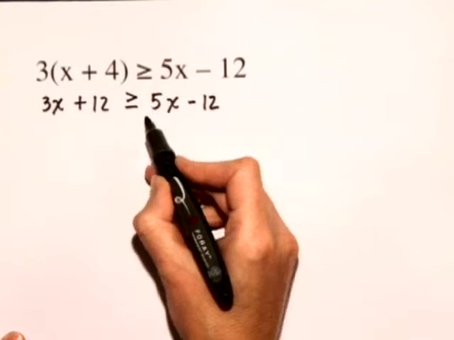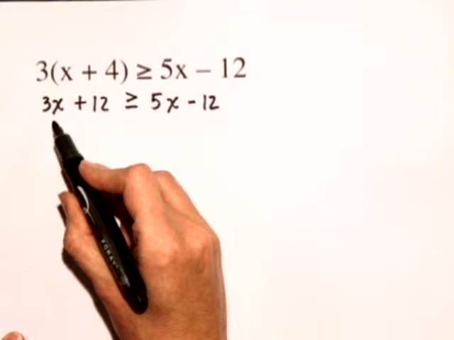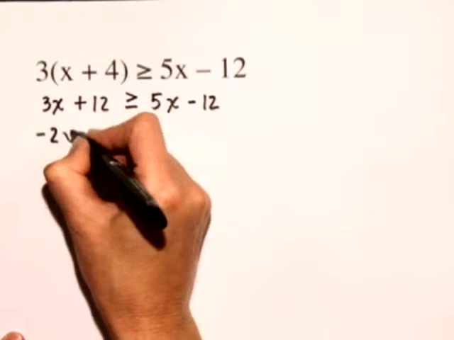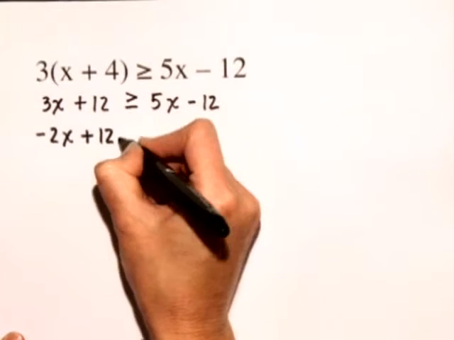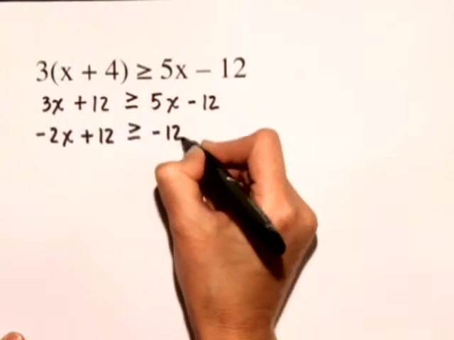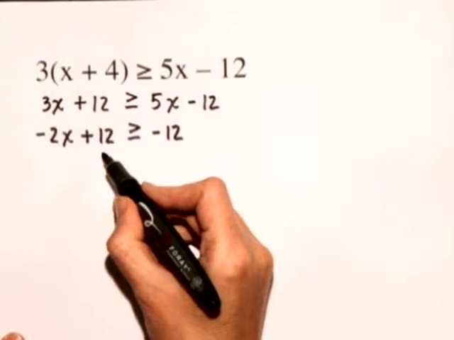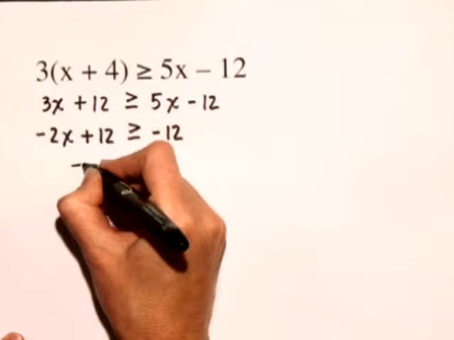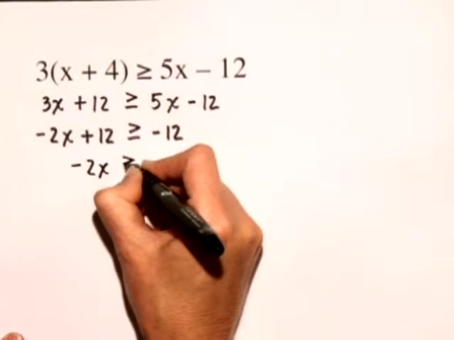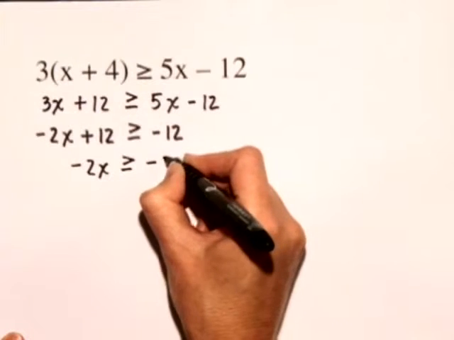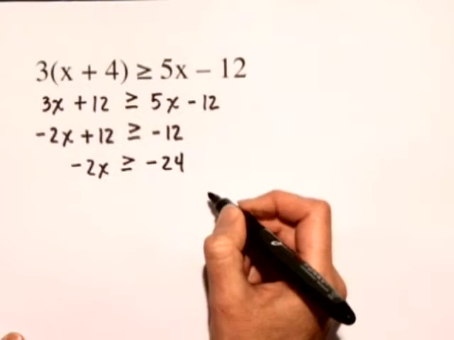Let's move the x terms to the left-hand side. So we'll have 3x minus 5x gives us negative 2x plus 12 is greater than or equal to negative 12. Next, we'll subtract 12 from both sides to get the constant terms on the right. And we'll have negative 2x is greater than or equal to negative 12 minus 12 gives us negative 24.